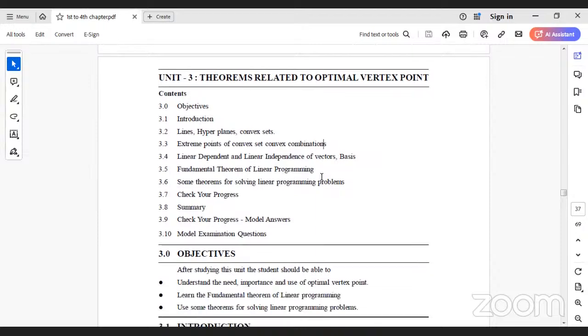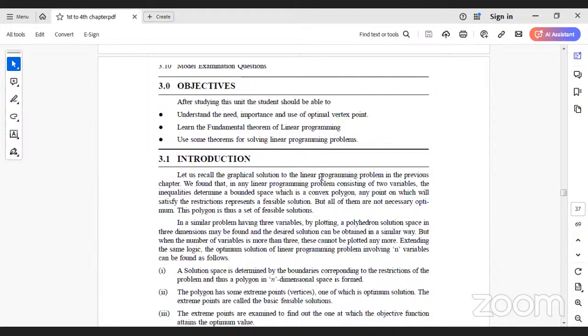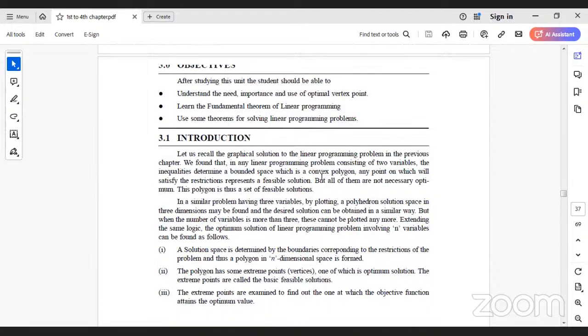Theorems related to the optimal vertex point. So, the introduction part. Let us recall the graphical solution to the linear programming problem. In the previous chapters, we found that any linear programming problem consists of two variables. The inequalities determine a bounded space, which is a convex polygon.